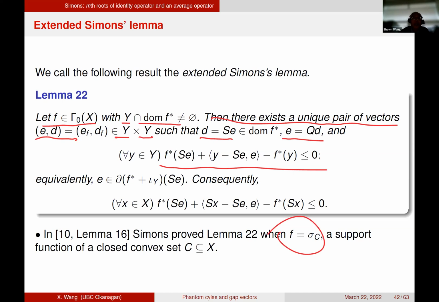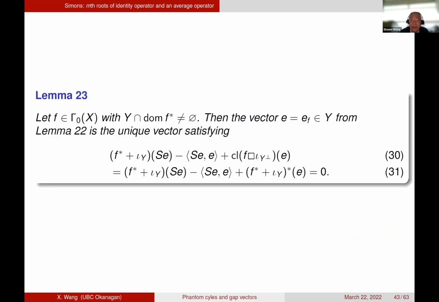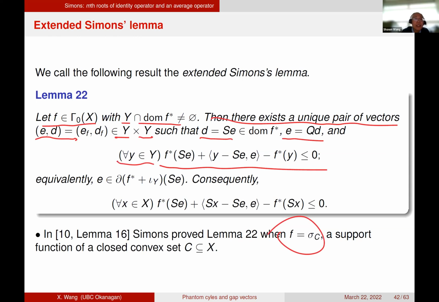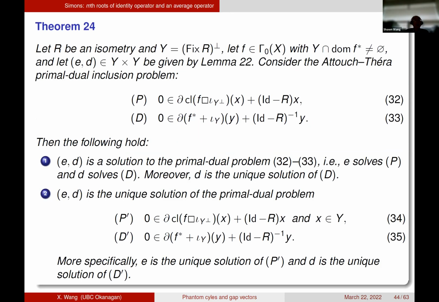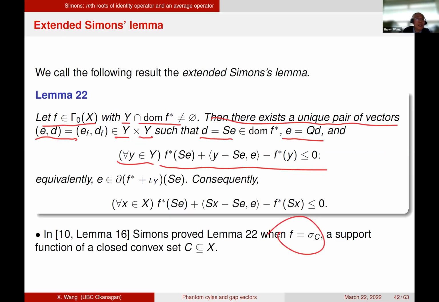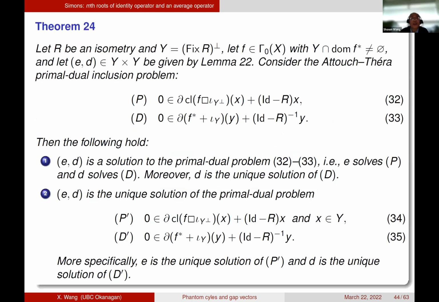But what we are trying to do here is to do it for the proximal mapping instead of projection. Now, a further property of that: this is everything in Y, but you can put that in terms of the space X. You have this result. Now we show that his vector E and D is actually just an Attouch-Théra duality solution.